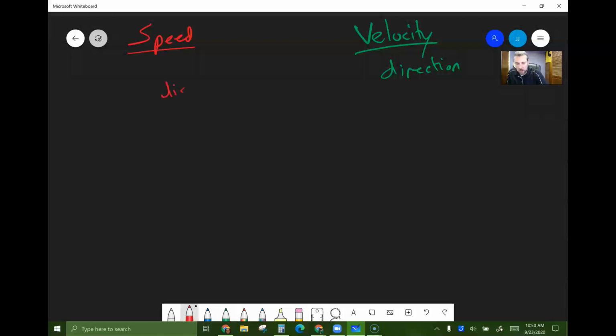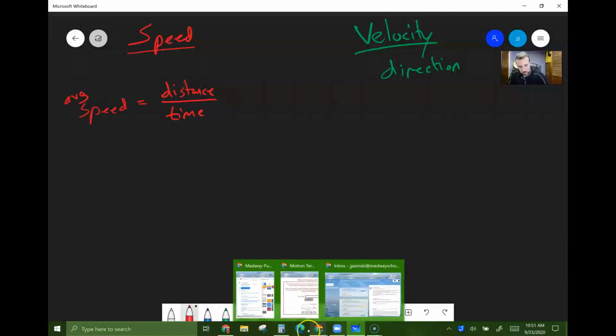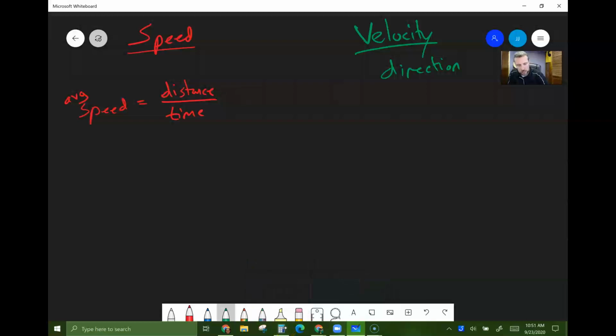Just give me however far I've gone, whatever distance I've gone, put that over time, bada bing, bada boom, you get a speed. Now specifically this is an average speed because I don't know if you sped up, slowed down, or that fluctuated, but that's fine. If we want to look at velocity though, velocity we need displacement over time.